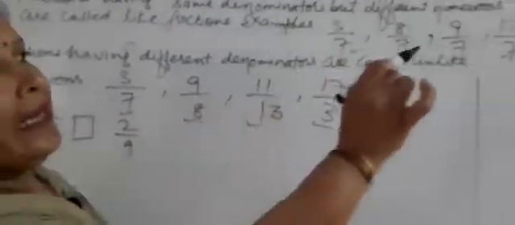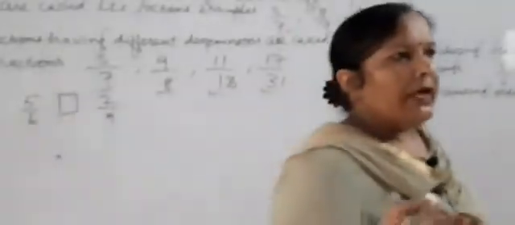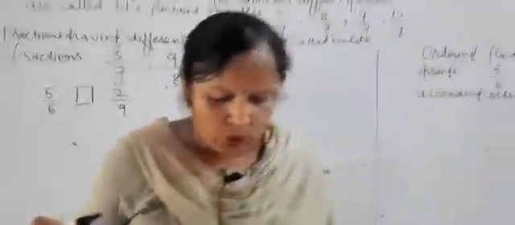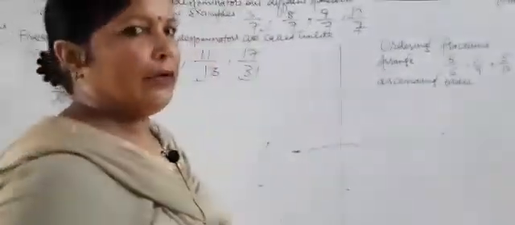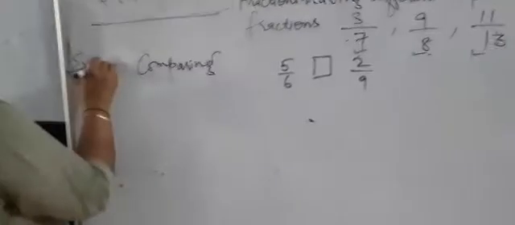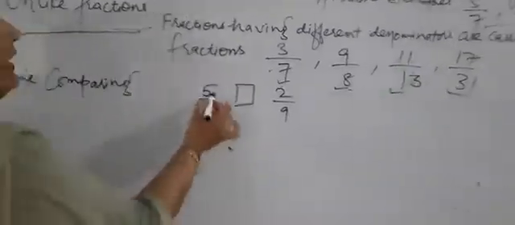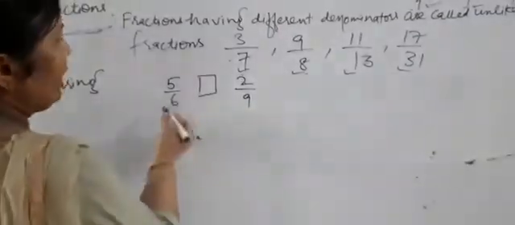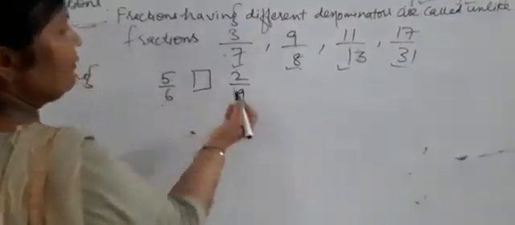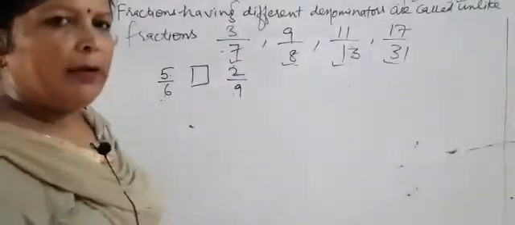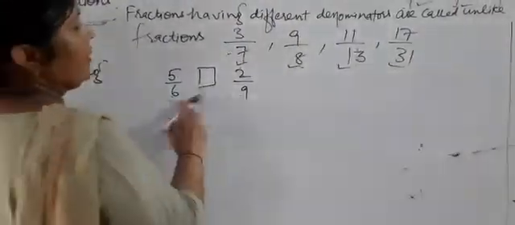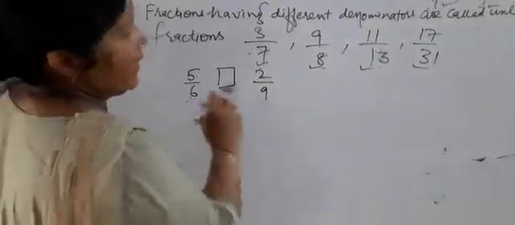Today we are going to learn comparing and ordering fractions. When you are given two fractions in an exam, you are asked to compare which is greater, less than, or equal to. For that, I have taken the example 5 upon 6 and 2 upon 9. Which fraction is greater? When like fractions are there, then there is no problem. Here we have an example of unlike fractions.